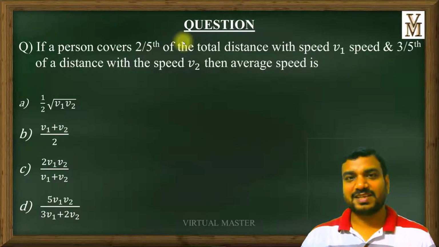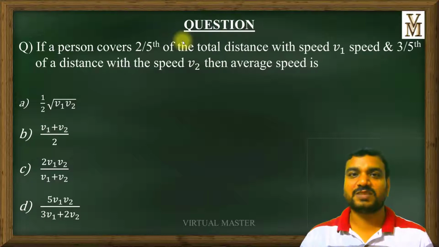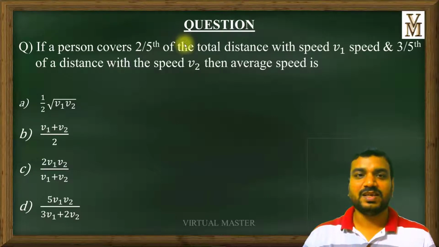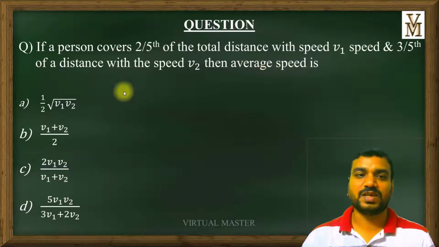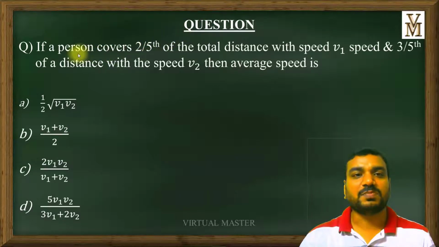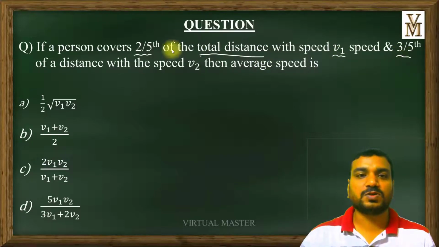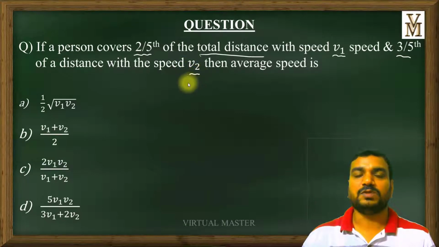Before discussing the acceleration of the object, first let us solve the question that was asked in the previous session. In the previous session, we asked you: if a person covers 2/5 of the total distance with speed v1 and 3/5 of the total distance with speed v2, then the average speed is, and four options are given here. What is given in the question? A person is covering 2/5 of the total distance with a speed v1 and the next 3/5 of the total distance with a speed v2. In this case you have to find the average speed.